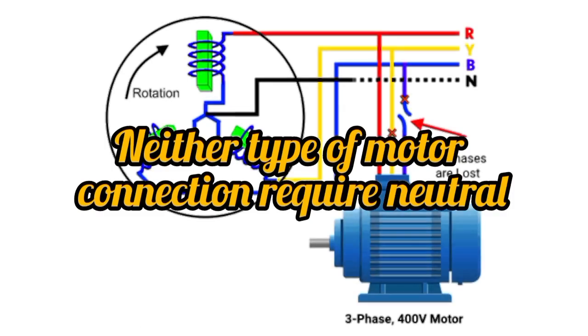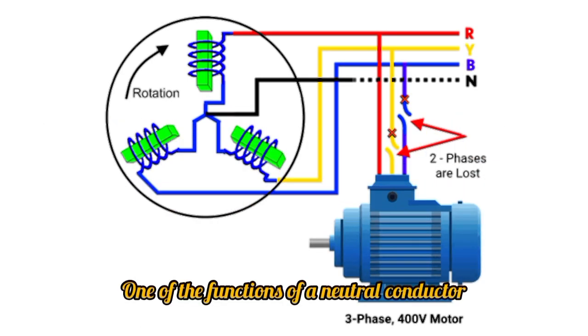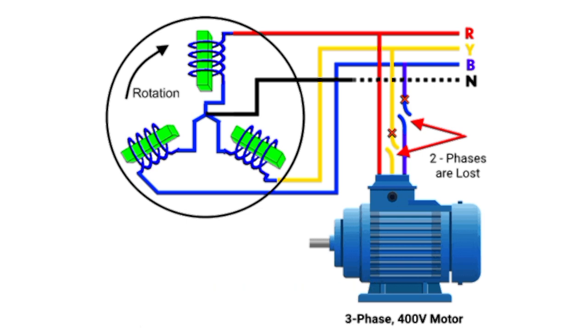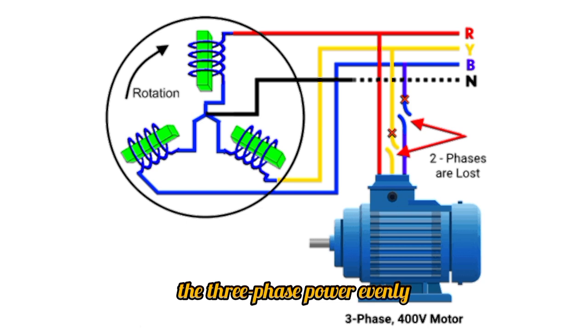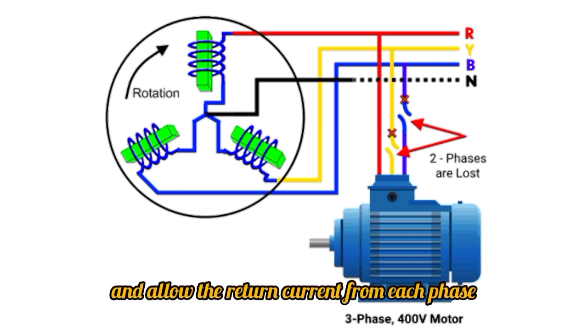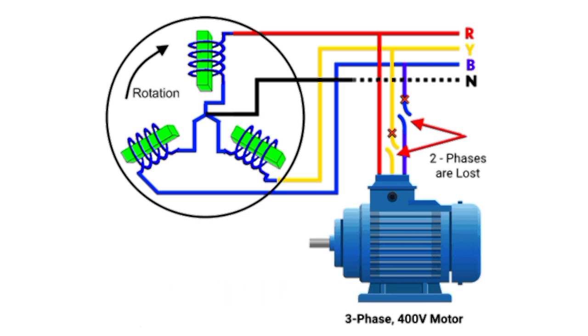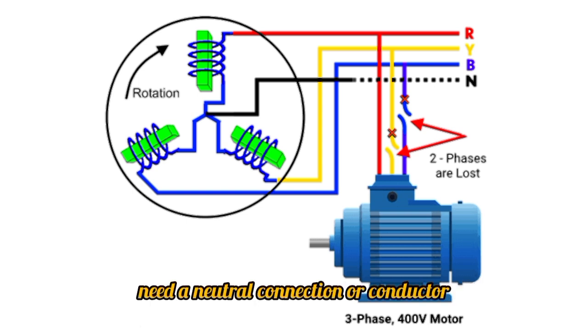Neither type of motor connection requires a neutral. One of the functions of a neutral conductor is to carry the out-of-balance current from a three-phase circuit. However, balanced three-phase loads consume the three-phase power evenly and allow the return current from each phase to pass through the other two phases, leaving no out-of-balance current. This is why balanced three-phase loads don't need a neutral connection or conductor.